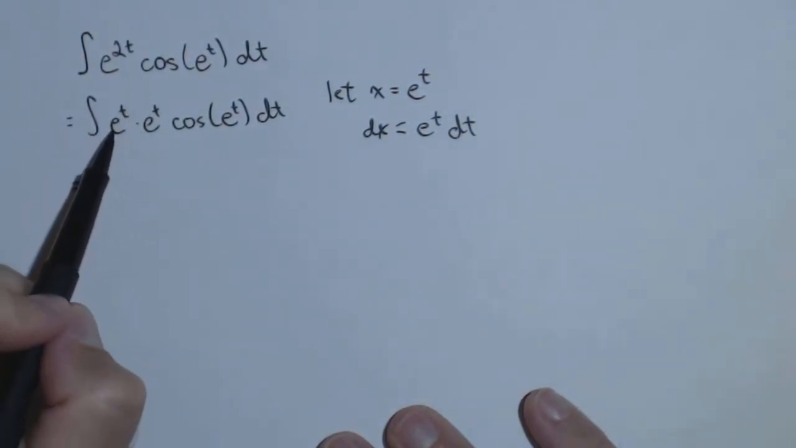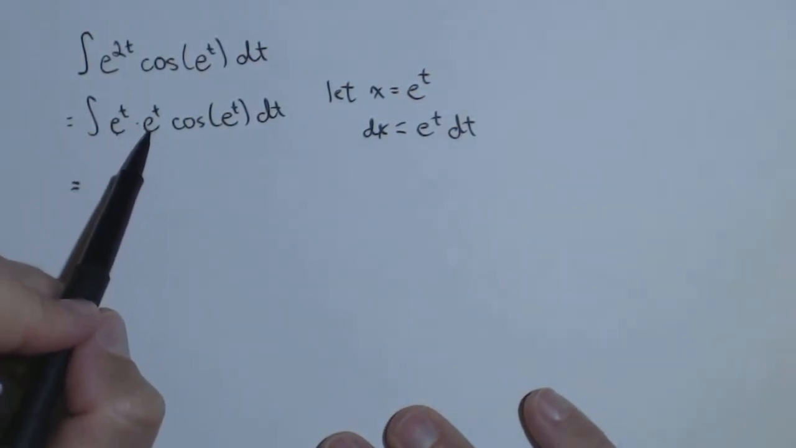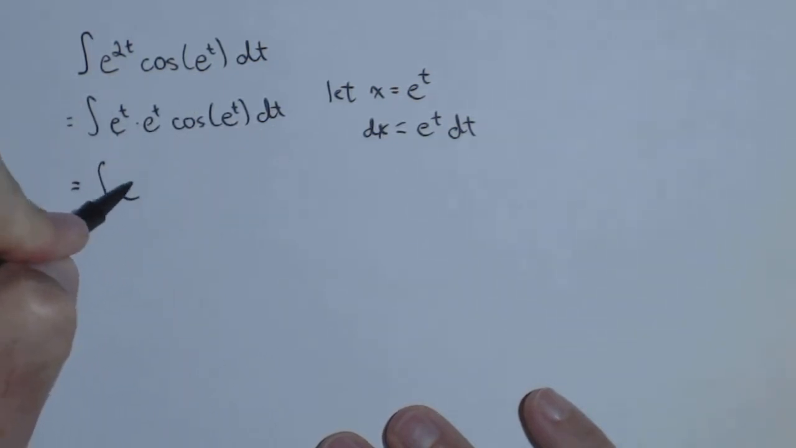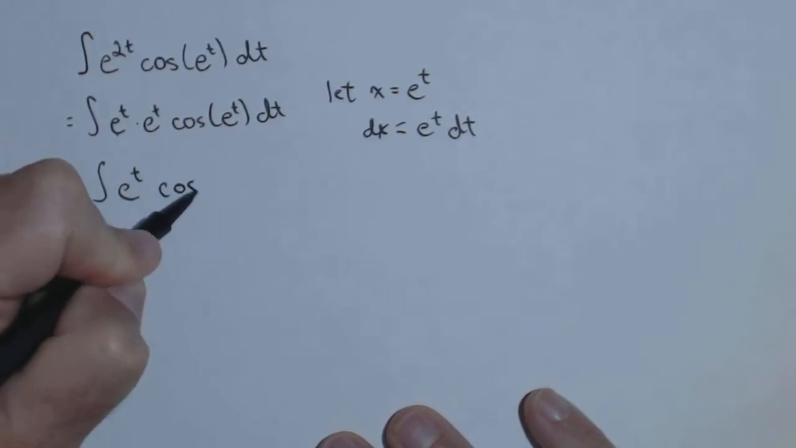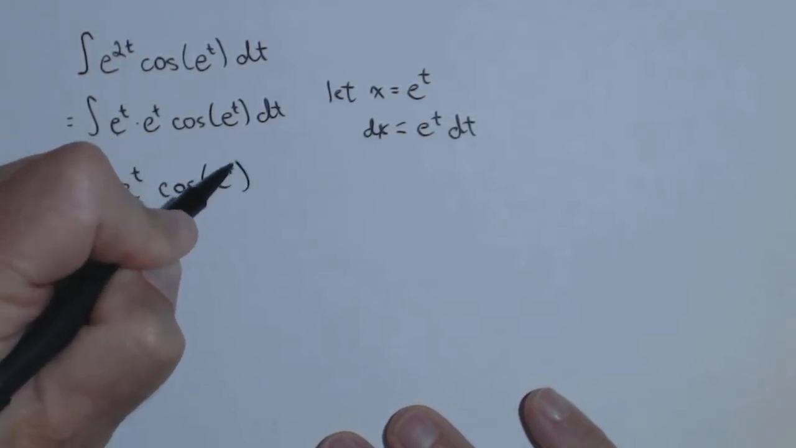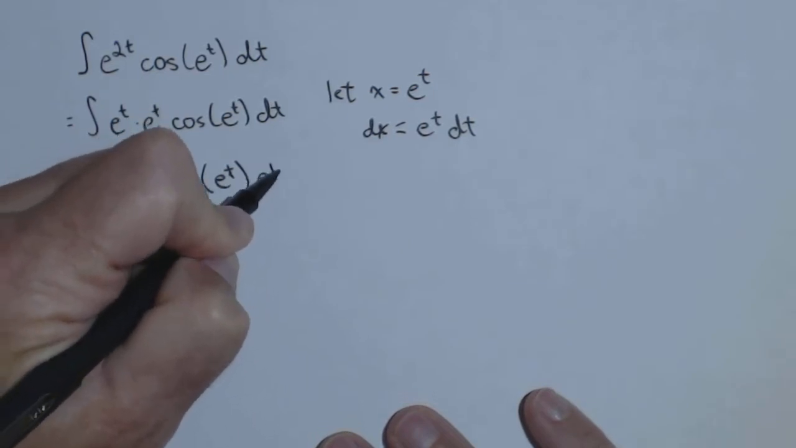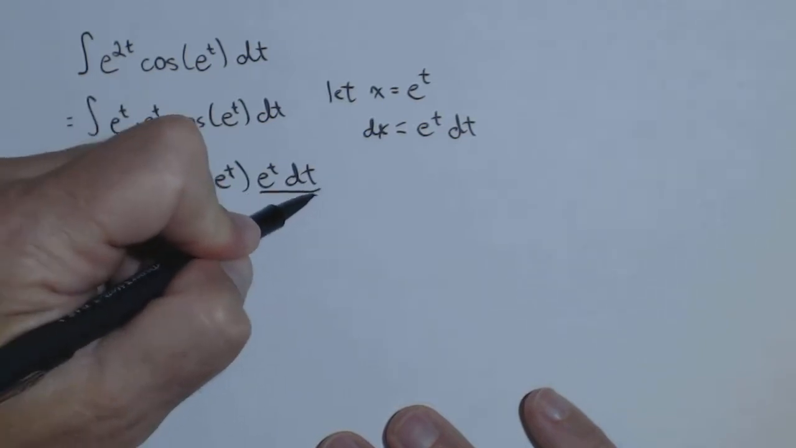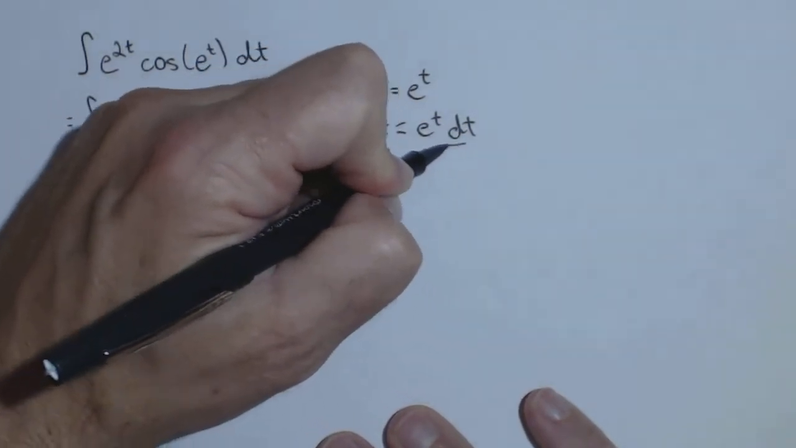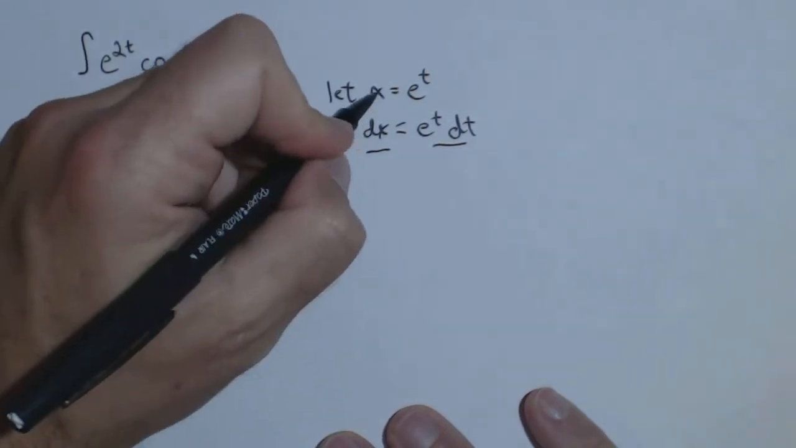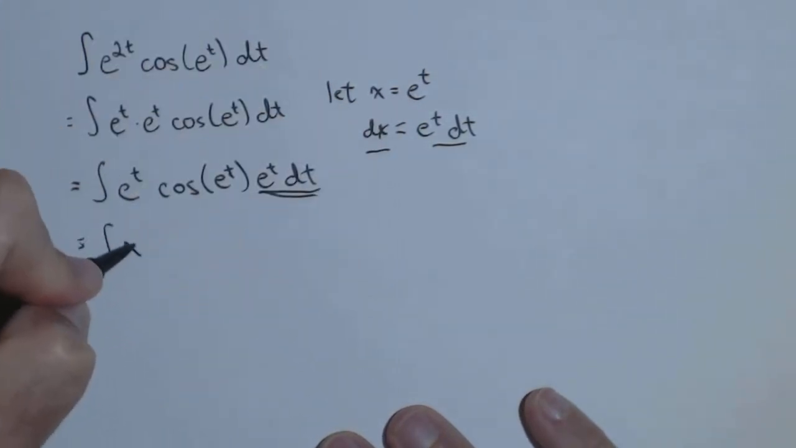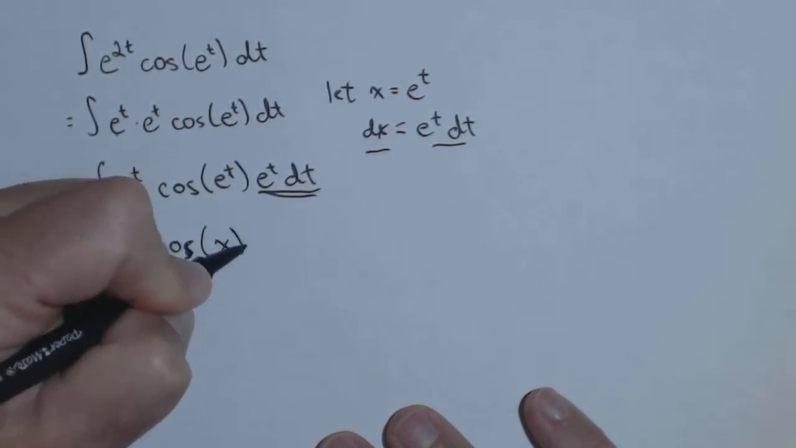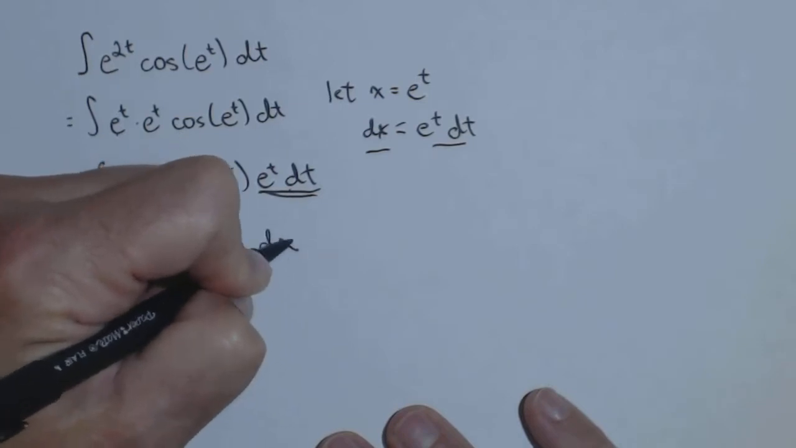Now, first instinct may be to plug in x for this one, and this one, but then we don't have enough to sub out our dt. So before I make any substitutions, I'm going to rearrange the order of my product. Not a necessary step, but I think it makes it more obvious what we need to do. This is exactly our dx. Now, the e to the t is x, so we end up with x cosine of x, and then this part here is just dx.